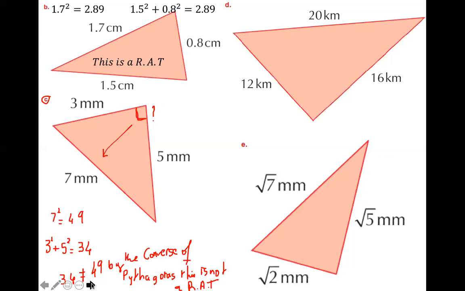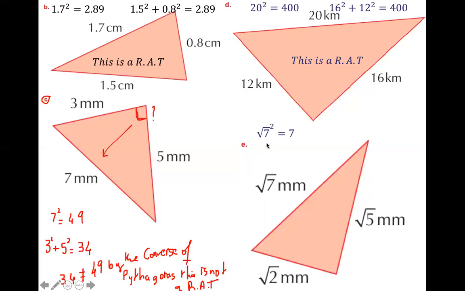Okay. So I'm just using a shorter version, right angle triangle. This one, 20 square is 400. 12 square plus 16 square, again 400. I've got a right angle here by the converse of Pythagoras. I think C, we looked at it. We got 49 and 34, so we knew straight away that wasn't a right angle.